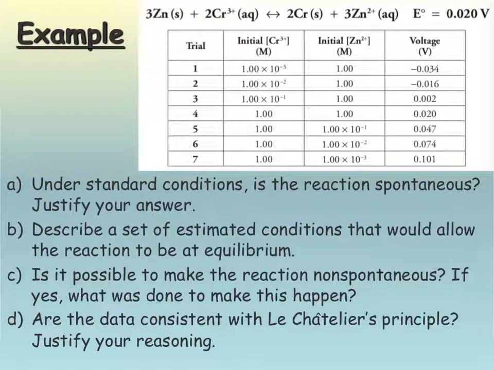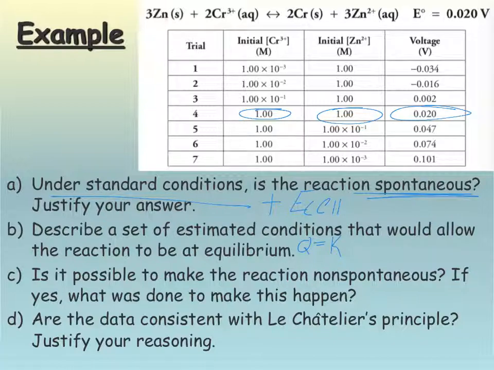Okay, so here's another interesting little situation. We're given a zinc chromium cell and asked if under standard conditions the reaction is spontaneous. So here looks to be my standard conditions, and you do see that we have a positive E cell, which means that it is, in fact, a spontaneous reaction. It does occur. All right, so the estimated conditions that would allow the reaction to be at equilibrium. Remember that equilibrium is when Q is equal to K and your E cell becomes 0.